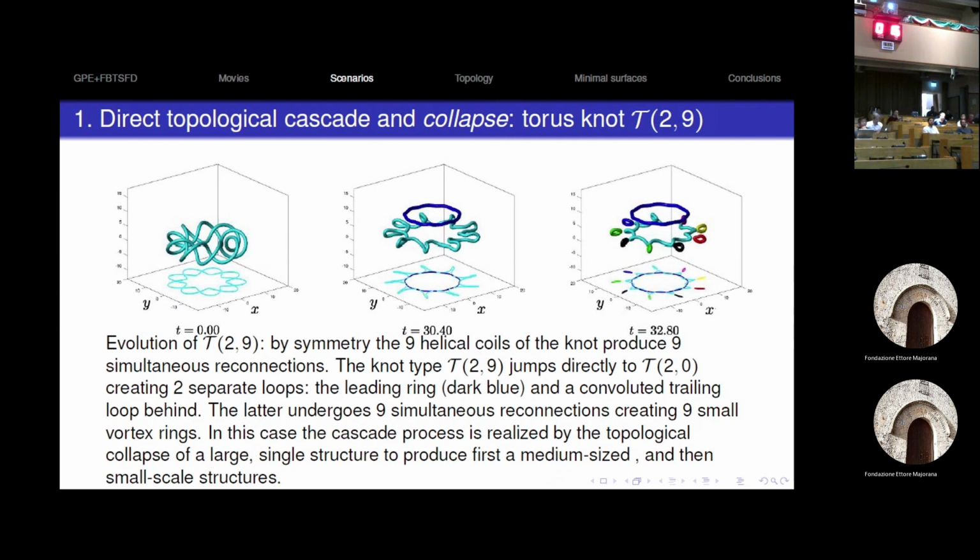This is the torus knot 2,9. This is another example of a collapse, because you have very high symmetry in the initial condition, and then instantaneously a small ring, the blue one, is formed. The lighter one is very coiled, but as I said, it's perfectly symmetric. So at the same time, you have the production of 9 rings, and then these rings move away.